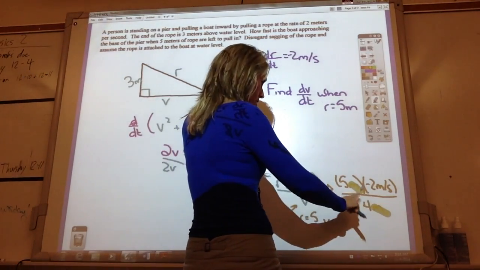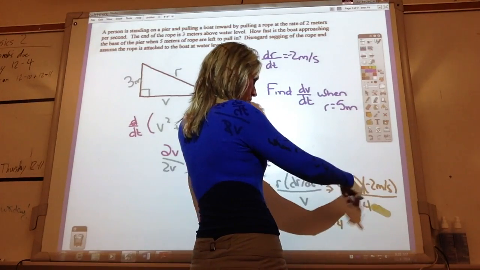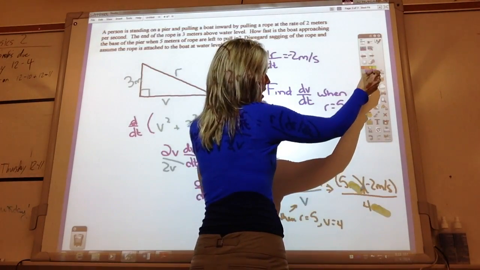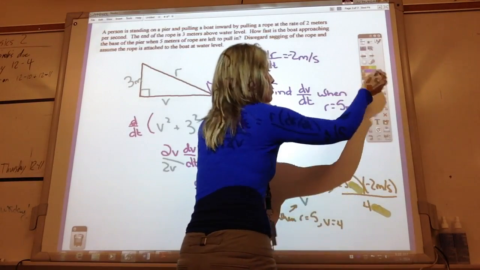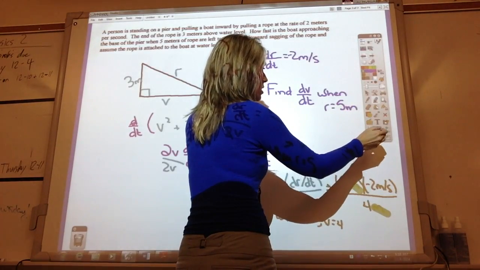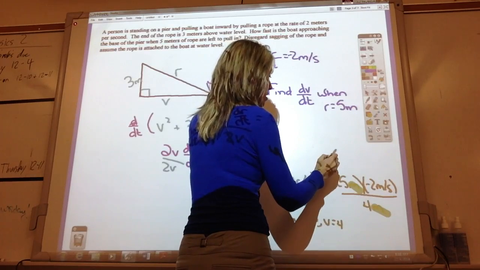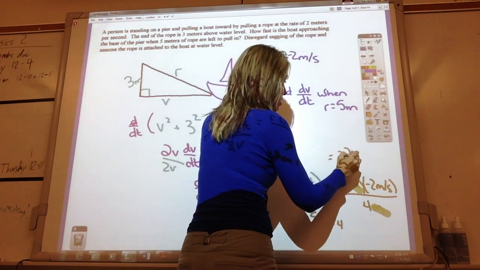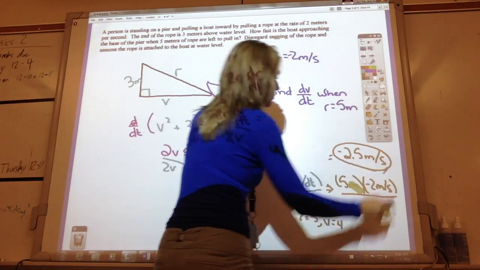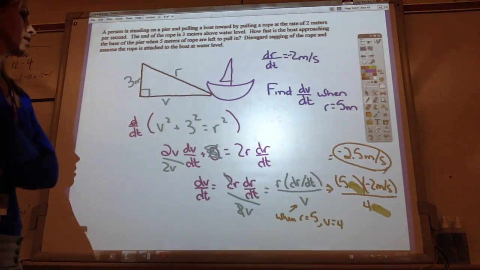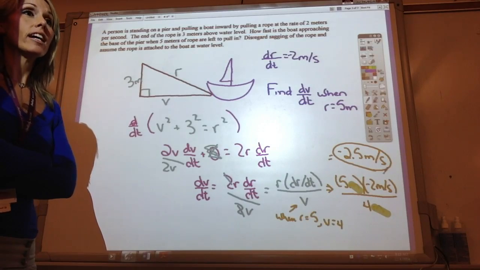Okay, and let's see, so now your 2 and your 4 cancel, right? So it's 5 halves, negative 5 halves. Oh, that's a highlighter. That's how fast it's speaking. Yes. Meters per second. And that's at that instant, right?